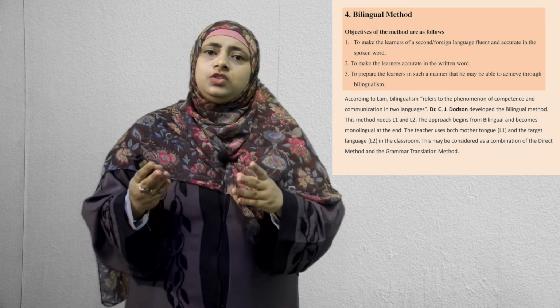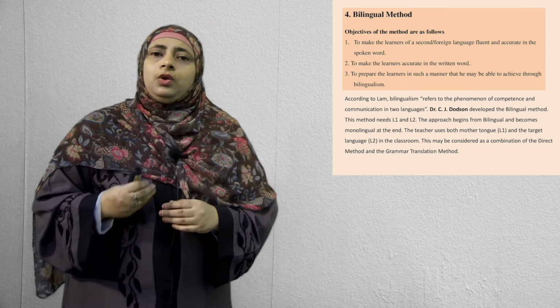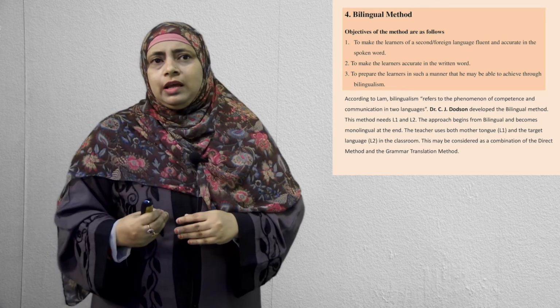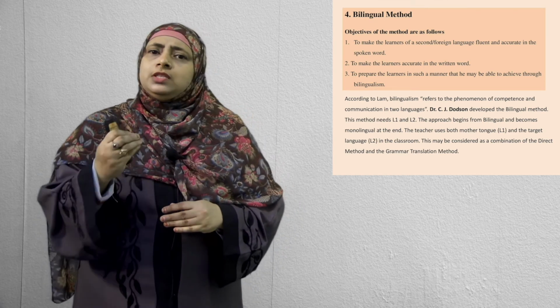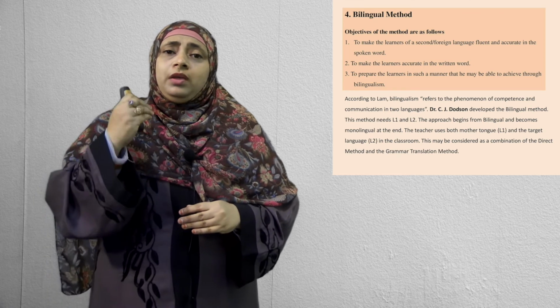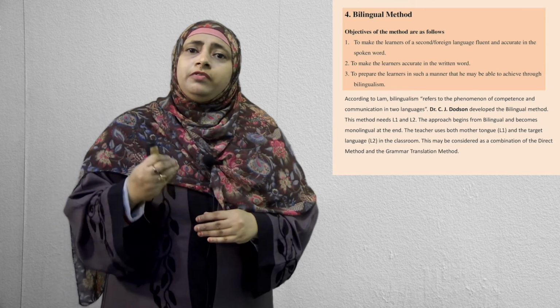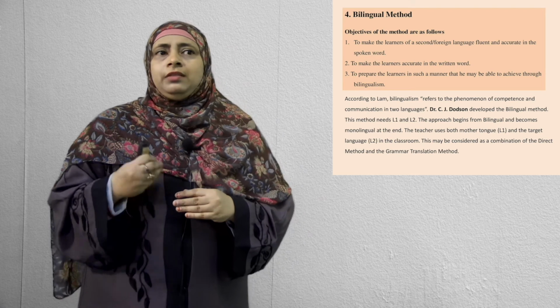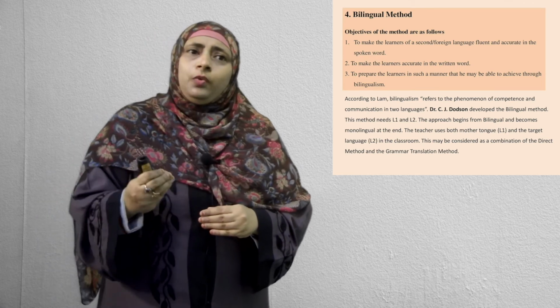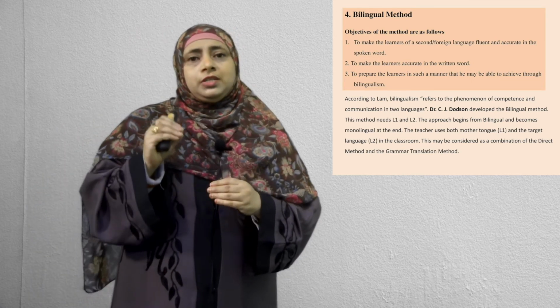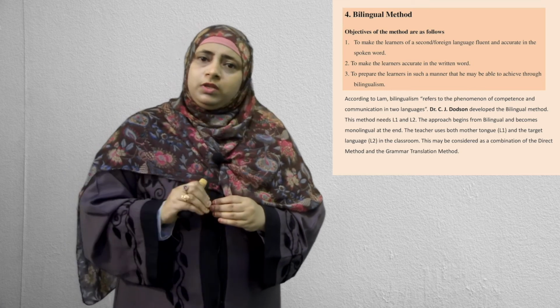Now coming to the fourth one, the bilingual method. As the name says, bilingual is the usage of two languages. The main objective of this method is to make the learners of a second language or a foreign language fluent and accurate in the spoken word. When they are speaking, there should be fluency and accuracy in their speech. So that is the main objective, to develop fluency and accuracy in speech. The next objective is to make the learners accurate in the written word. When they are writing also, they should use appropriate and accurate words which are suitable to the context.